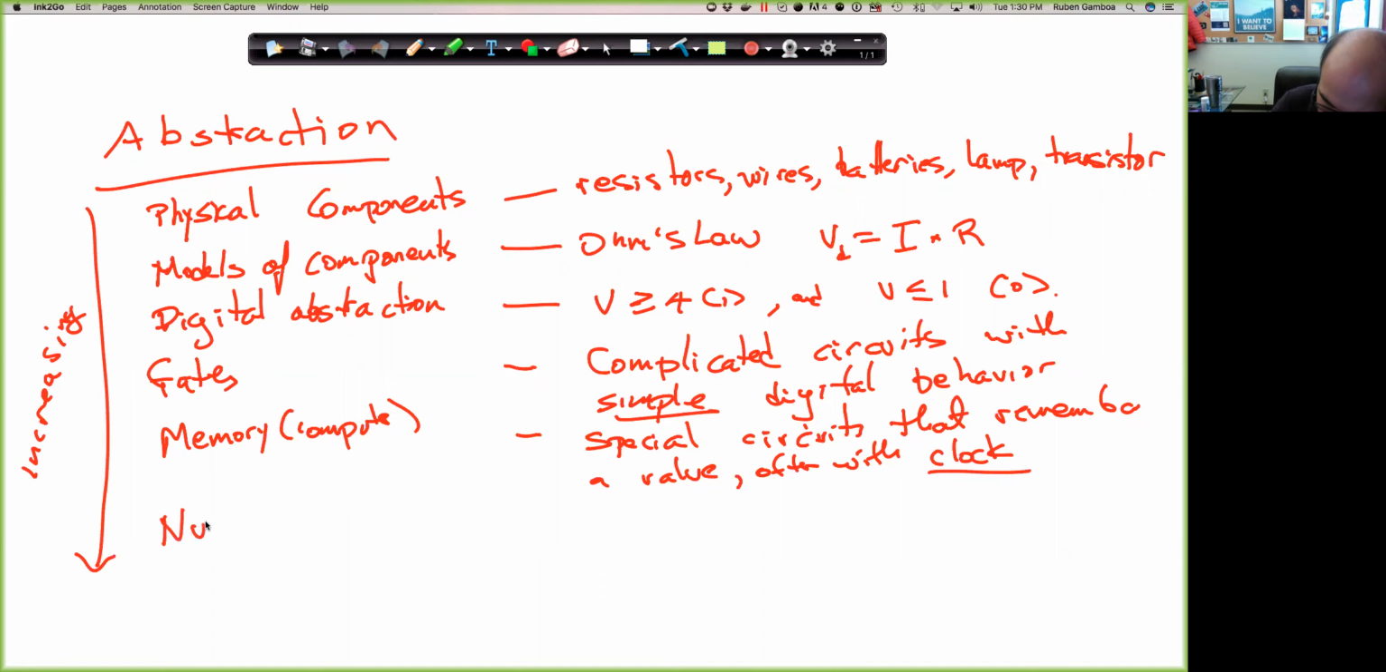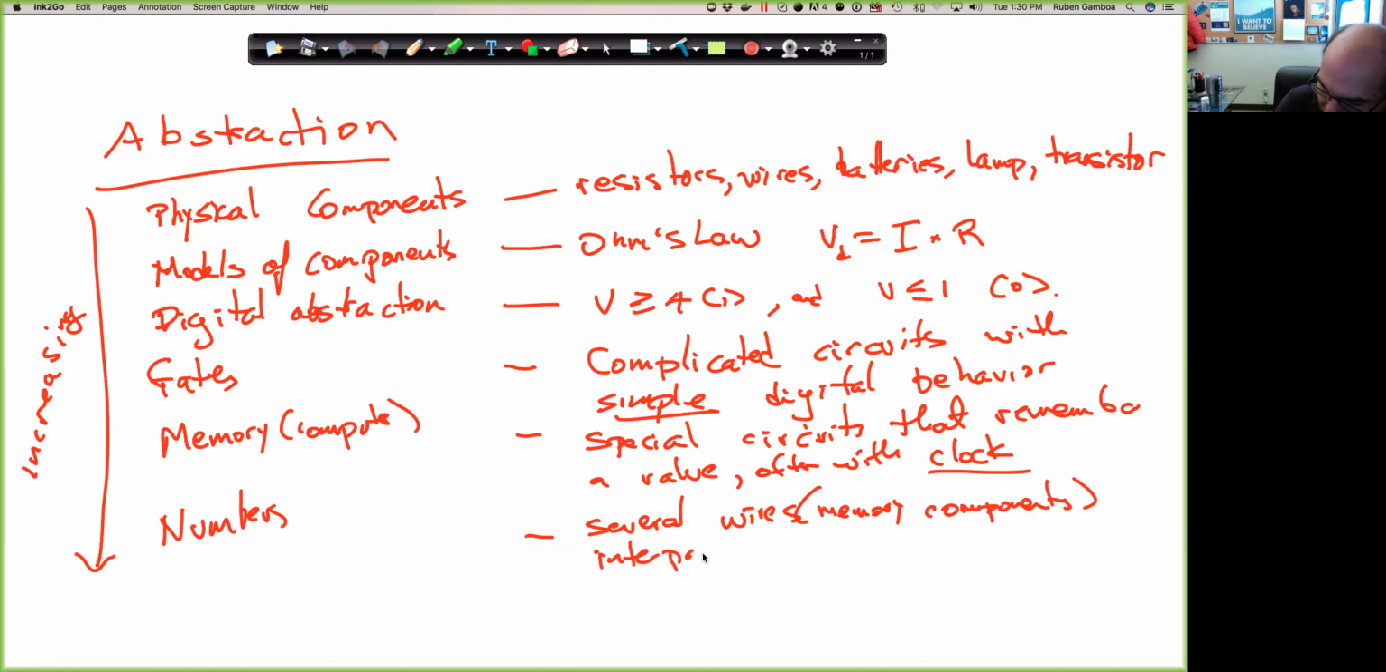And we also talked about how to represent numbers, okay? And what we had here was several wires or memory components. Those memory components are called flip-flops, okay? And we interpret them in binary notation, okay? So for programming today, I'm actually asking you to write a program that converts numbers from decimal to binary and binary to decimal. And we're doing this all in terms of lists. So I wrote something very short that kind of tells you what I want there, okay?